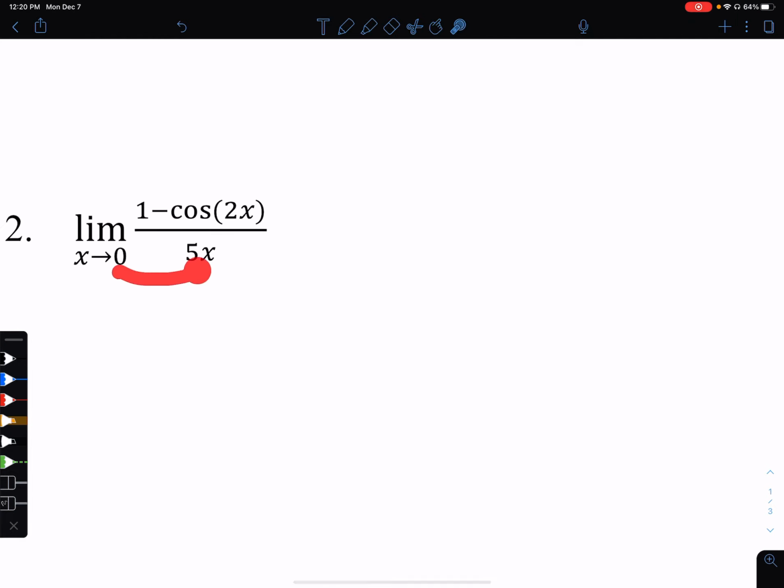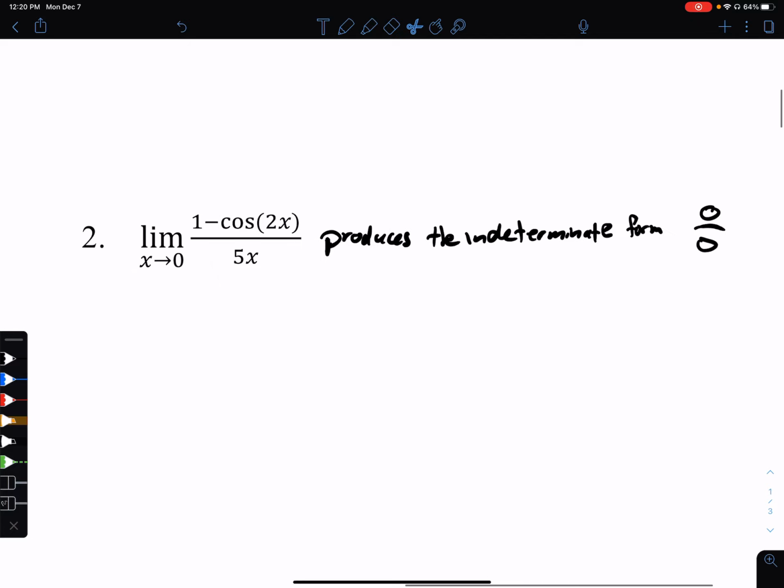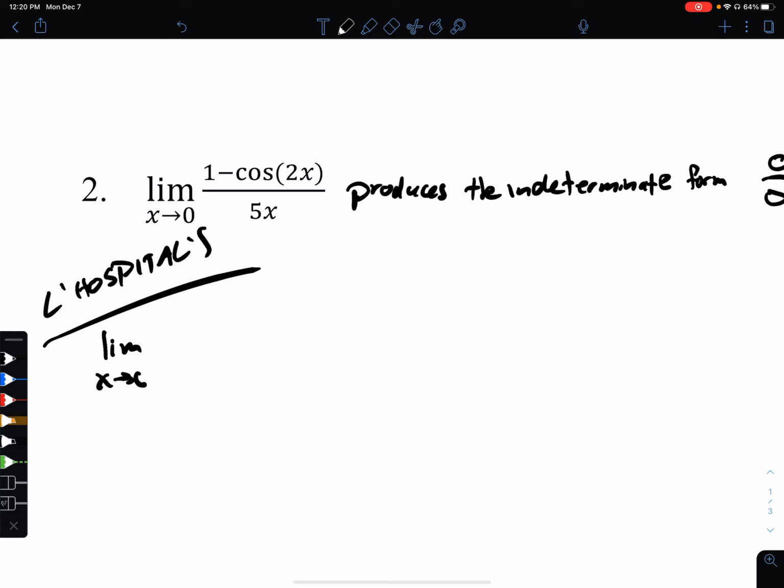Well, let's see. Put 0 into the bottom, you would get 5 times 0, which is 0. Put 0 into the top, cosine of 2 times 0. That would be the same as cosine of 0. Cosine of 0 is 1. 1 minus 1 is 0. This also produces the indeterminate form 0 over 0. So we can apply L'Hopital's rule, which says that this limit is going to be equivalent to a limit of the derivative of the top and the bottom.